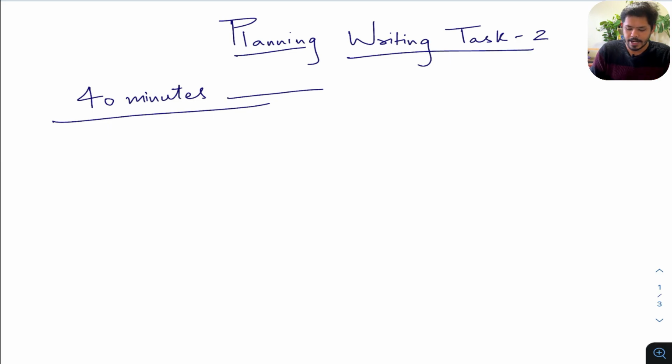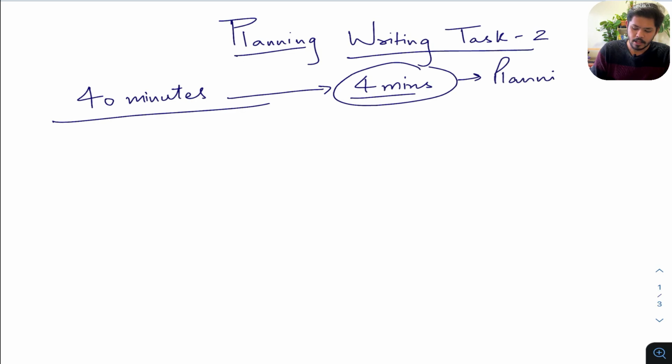So let us have a look at what exactly planning we need to do in writing task 2. For your writing task 2, we all know that we have 40 minutes to deliver a write-up, an essay, right? So I would say that at least 10% of that time, which is 4 minutes, should be dedicated to planning. Now, when I say 4 minutes should be dedicated to planning, that means planning your content.